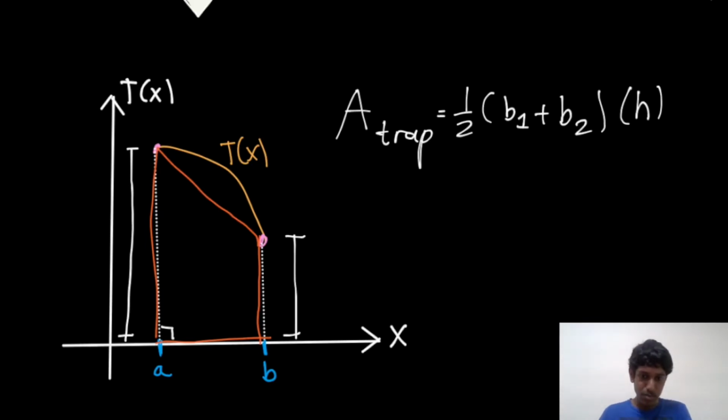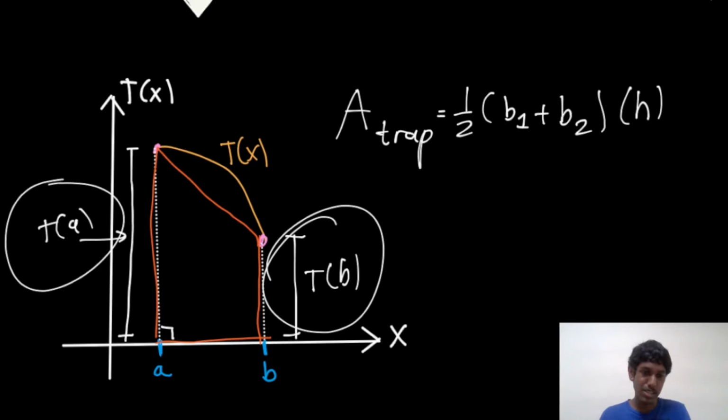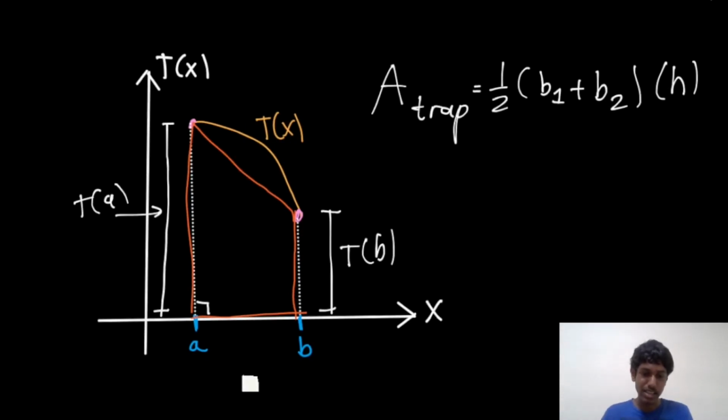The answer would be t of b for this base and t of a for that base, right? Because this is the graph of t of x, and since it goes all the way to that pink point on the graph of t of x, we can say that's t of b and that's t of a, and that length would be b minus a. It's exactly the same principle we use for the definition of a definite integral.